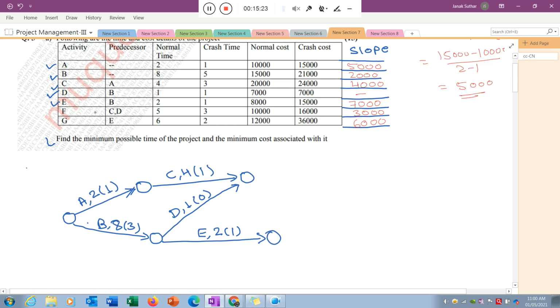The next one is F. For activity F, C and D must be completed. So C and D must be completed, then I can start activity F here. Activity F is the last activity, you can say, because it does not play as a predecessor. So just put the ending point here. Assume that activity F has 5 as the normal time, and the feasibility of the reduction is 2, I think.